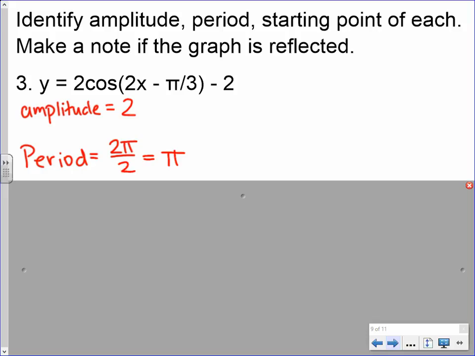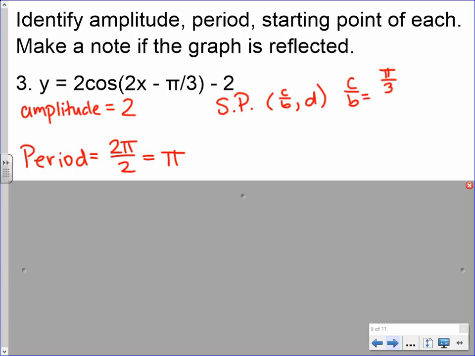Now our starting point. Remember that our starting point is C divided by B, comma D. Okay? Go back and look at the 2 equations I had you write down. What is inside the parentheses for sine and cosine? Bx minus C. It's Bx minus C. So in this case, when we are finding C divided by B, what is our C value? Okay, our C value is pi over 3.